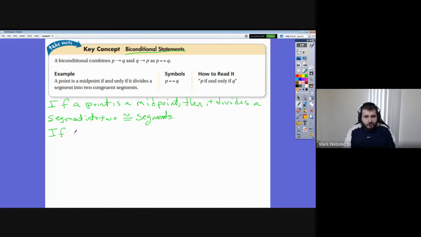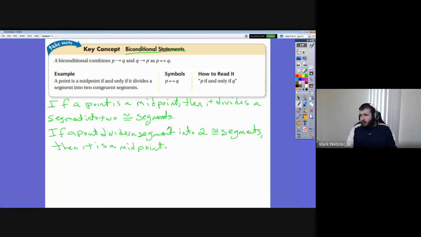If a point divides a segment into two congruent segments, then it is a midpoint. And you go through and you look and you say, all right, well, is the statement true?